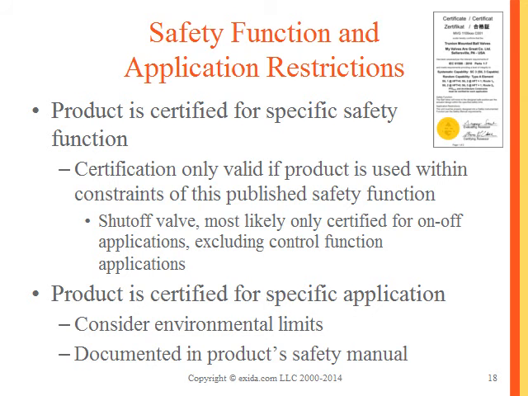All right, so if we continue on that main conformity declaration section of the certificate, the next area that we see is the safety function and application restrictions. What we need to document on our certificate is the restrictions of the certificate, as well as the safety function that we evaluated. And if you look, for example, at a shutoff valve, most likely for functional safety, the on-off functionality of the device was certified.